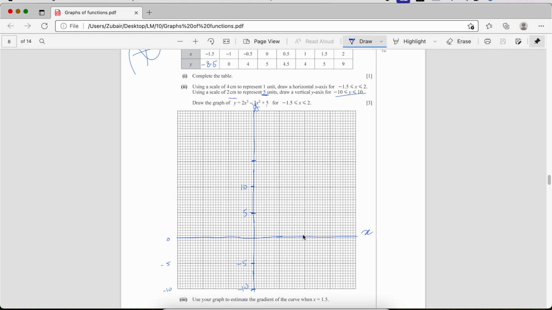On the x-axis, 4 centimeters for 1 unit. These are 4 centimeters, that's 1, another 4 centimeters, that's 2, and on the other side 4 centimeters, that's minus 1, this is negative 0.5, and it was only required till negative 1.5, and complete. Now I can erase this extra stuff.